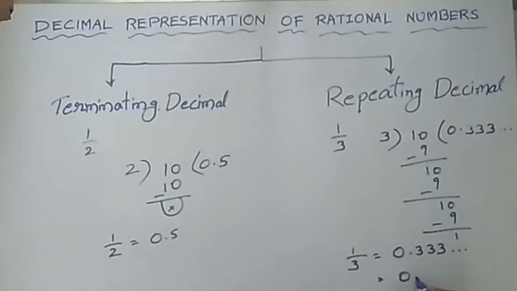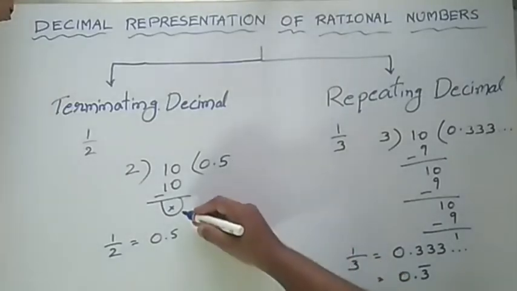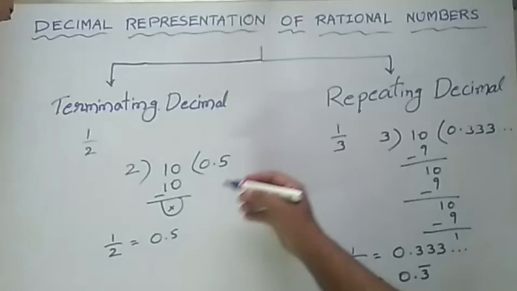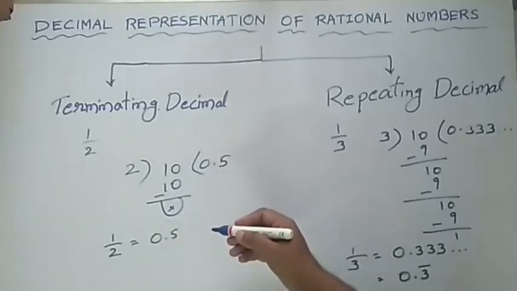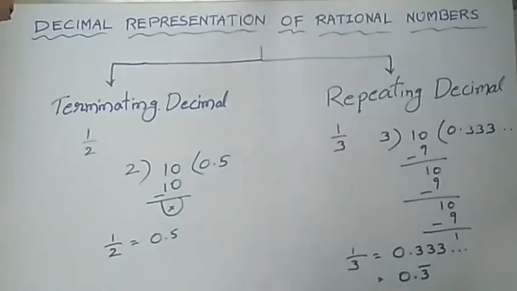We can represent this one as 0.3 bar. Here, when we are doing the division, we are getting a remainder as a 0. So then that decimal is called a terminating decimal. While doing here, we are not getting a remainder as a 0. It is coming the same number. So that's why we call this one a repeating decimal.